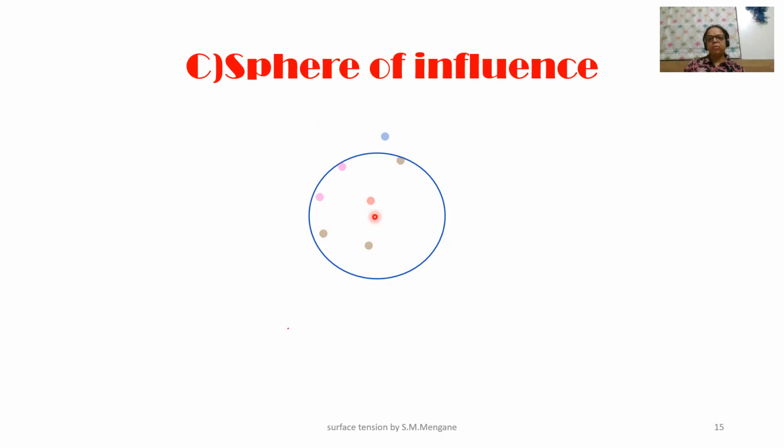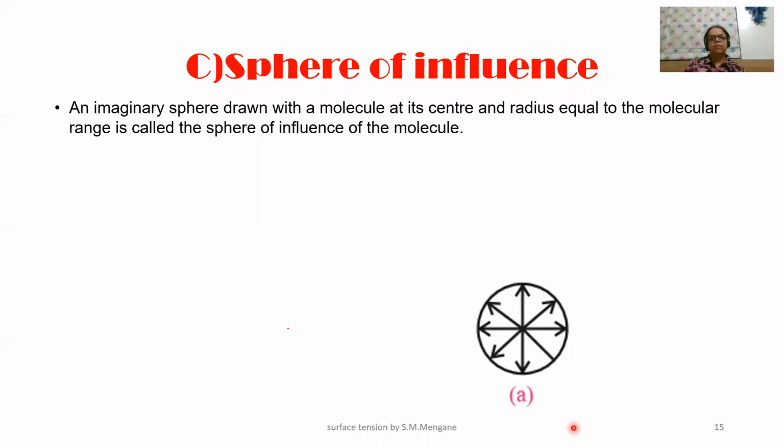In our molecular theory, we treat this charge as a water molecule. A water molecule can be shown by a dot, and this sphere indicates the sphere of influence. So, an imaginary sphere drawn with a molecule at its center, and radius equal to the molecular range, is called the sphere of influence of the molecule.